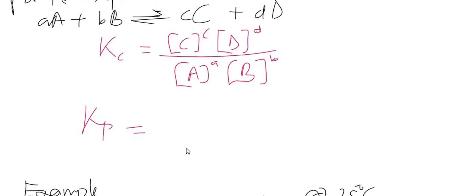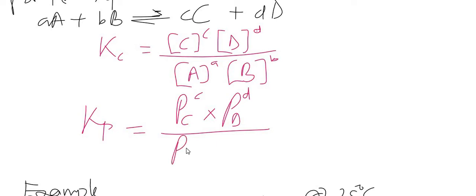So our Kp is going to be the partial pressure of C raised to the power of the coefficient of C, multiplied by the partial pressure of D raised to the power of the coefficient of D, and the partial pressure of A raised to the power of the coefficient of A, multiplied by the partial pressure of B raised to the power of the coefficient of B.